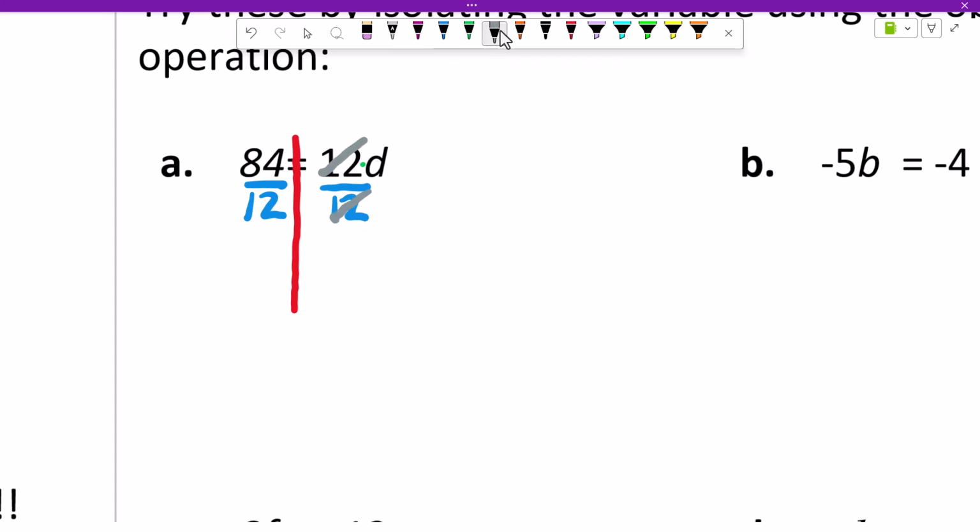You're left with just a D, or a 1D. A 1 in front of a letter you don't have to show. And that was the whole point, to get the D by itself. Then on the other side, you go 84 divided by 12. We grab a calculator, not 48.